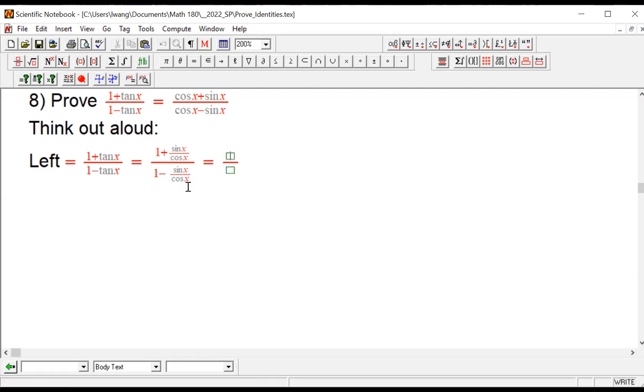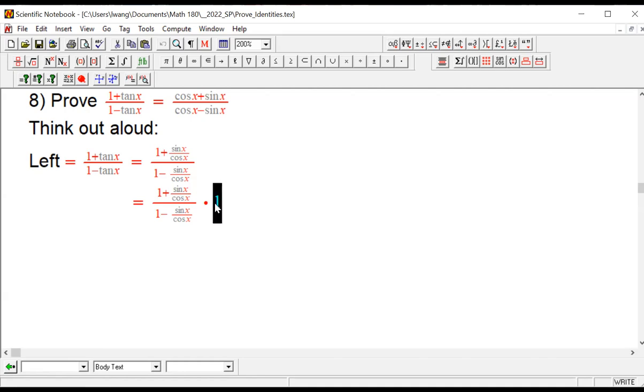There's a common denominator, cosine x, right? So what I would do is copy the whole thing, and I know I'm going to reduce the complex fraction. So I'm going to multiply cosine x over cosine x. This is 1, okay? Cosine x over cosine x. This is 1.